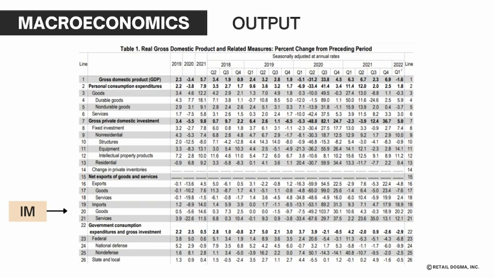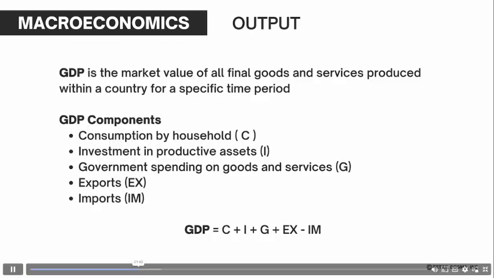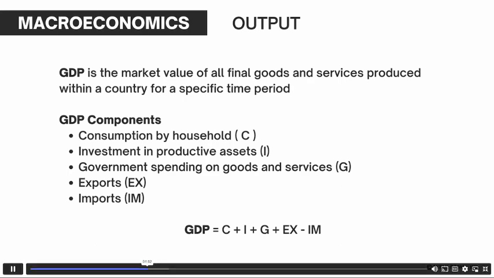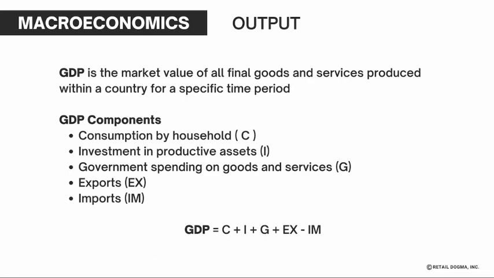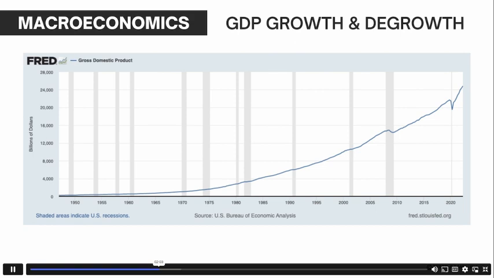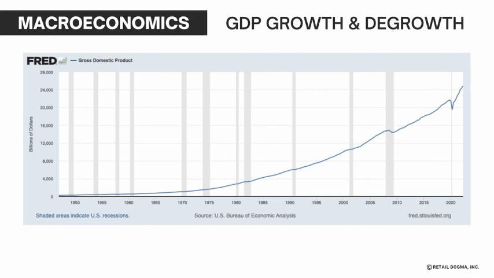The GDP formula is GDP equals C plus I plus G plus EX minus IM. So GDP is all the expenditures spent on final goods and services, excluding what has been imported. This graph represents the US GDP up until Q2 of 2022. The areas shaded in gray represent recessions. But what makes GDP grow?